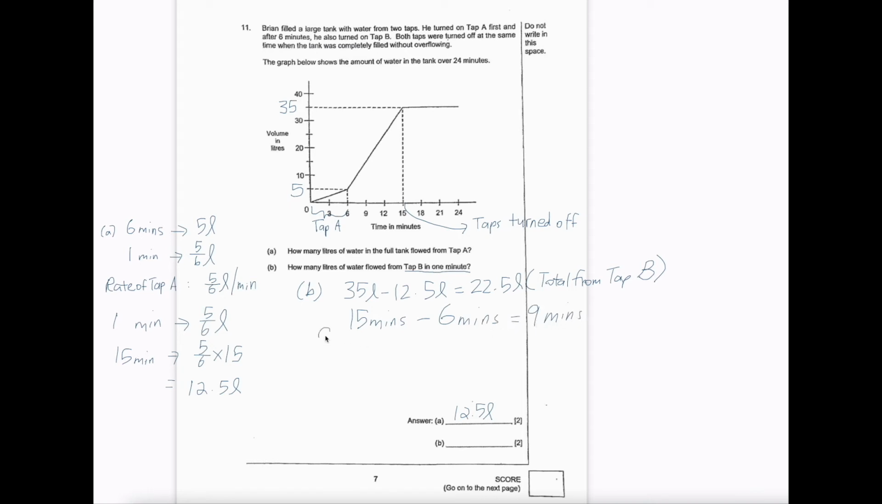So there we have it. 9 minutes, 22.5 liters. 1 minute, 22.5 divided by 9. I'm going to get 2.5 liters. So the rate of tap B will be 2.5 liters per minute.